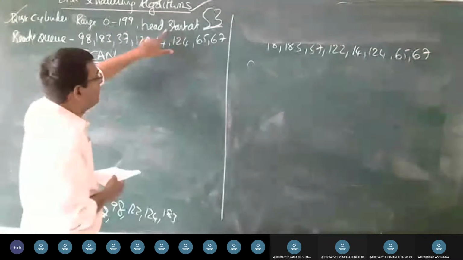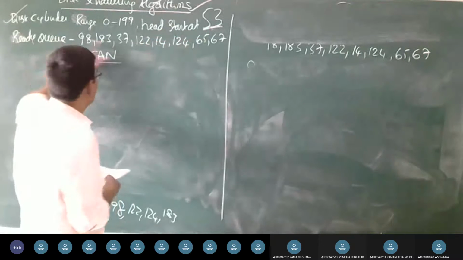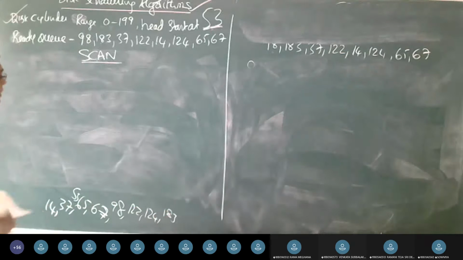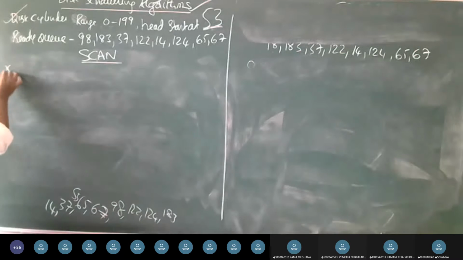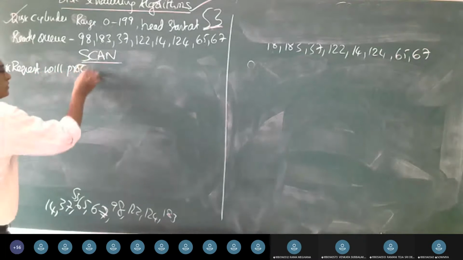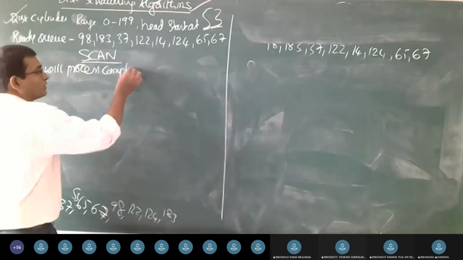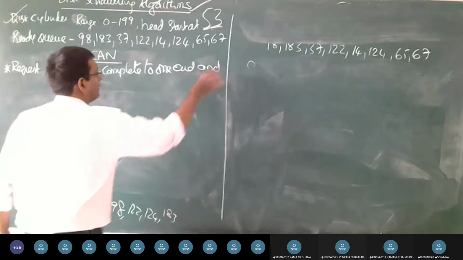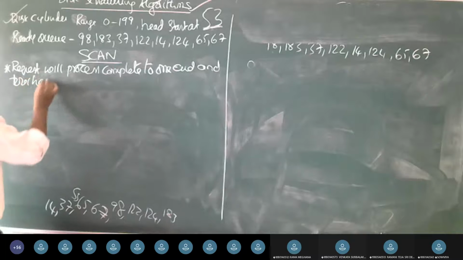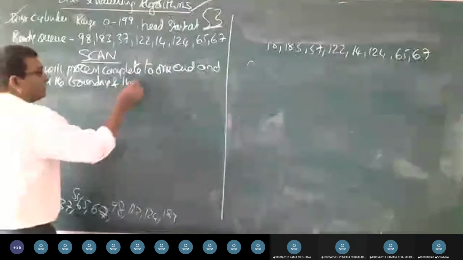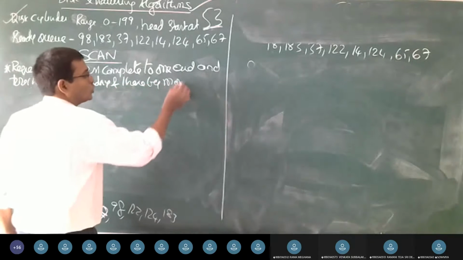We are taking the same example. Starting position was 53 and the ready queue items are the same. Now if I write it in ascending order, it should be in the same order. Now what is the key thing it is going to do? The request will be processed completely to one end, touches the boundary, and thereby moves to the other end.